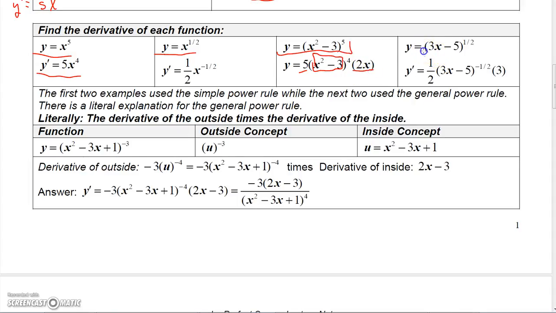If I have 3x minus 5 to the 1/2, I take that derivative similar to how I took the derivative of x to the 1/2. That would be 1/2 times 3x minus 5 to the negative 1/2. But then I have to invoke the chain rule and multiply by the derivative of the inside. And the derivative of the inside of this is simply 3. Okay?